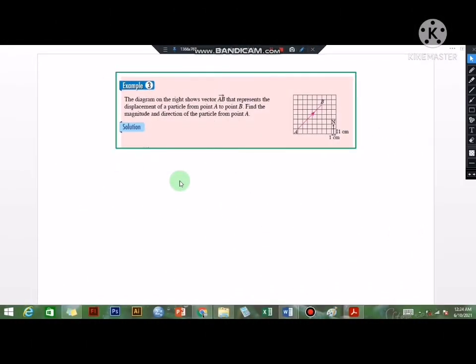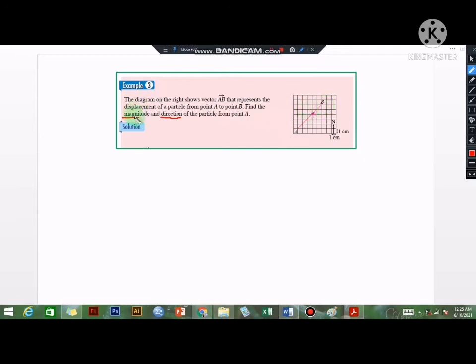Class, let's look at example 3. For example 3, the diagram on the right shows a vector AB that represents the displacement of a particle from point A to point B. The question asks you to find the magnitude and direction of the displacement of the particle from point A to point B.